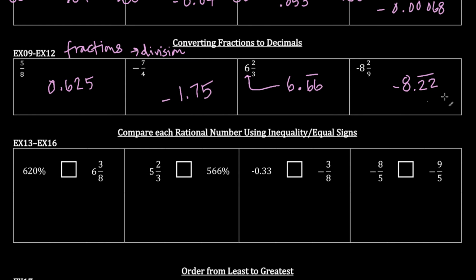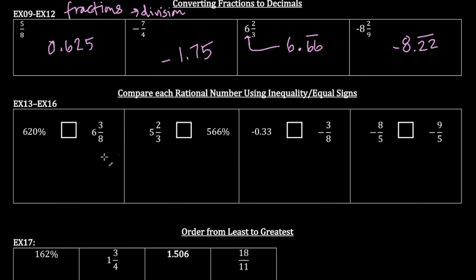Okay, so now we're going to compare these. So 620%. We put our decimal here. We move it 2 to the left. 6 and 20 hundredths. And then this one is 6 and, oh, well, that's 5/8. So let's do 3/8.